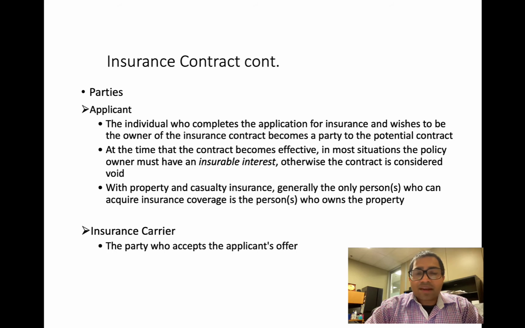Then there are parties. There is an applicant. Who is an applicant? The individual who completes the application for the insurance and wishes to be the owner of the insurance contract becomes a party to the potential contract. At the time the contract becomes effective, in most situations, the policy owner must have an insurable interest, otherwise the contract is considered void. So we have to unpack this a bit.